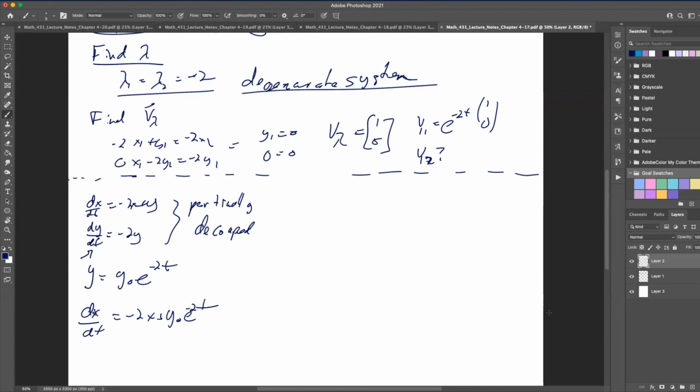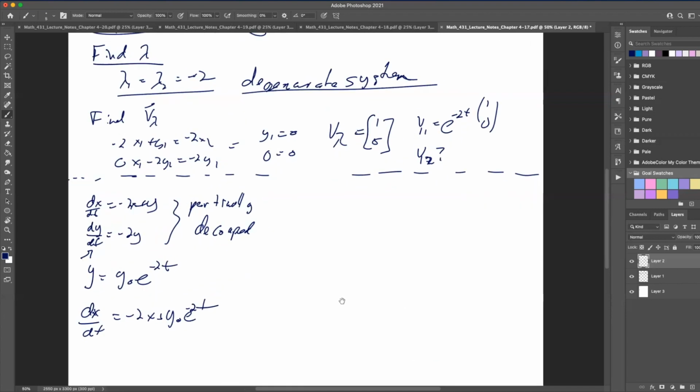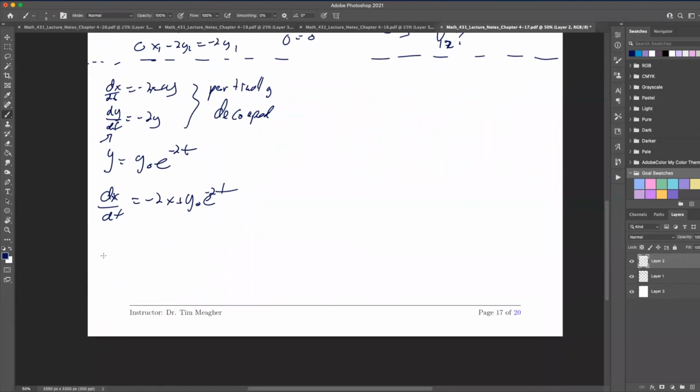All right, so we're going to guess. Here we're going to rewrite this a little bit. How much space do I got? Okay, space. So I'll write this as x prime plus 2x equals y naught e to the -2t. Okay. I'm going to save ourselves some time.